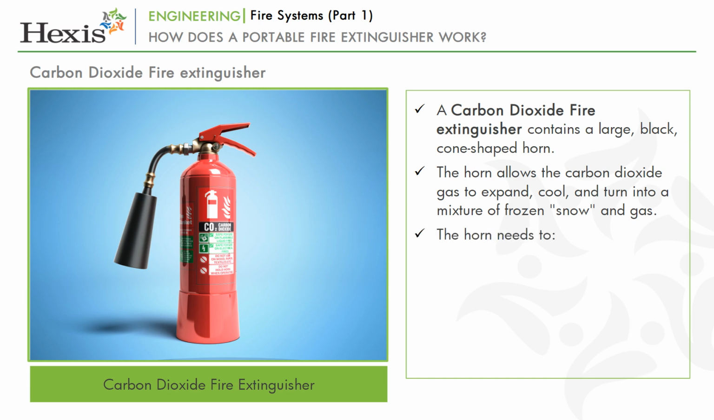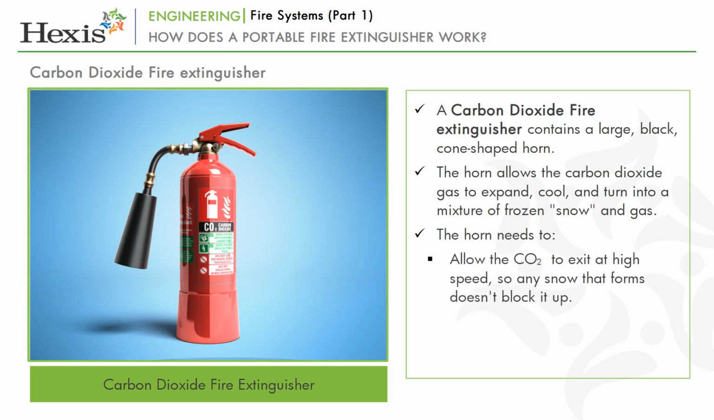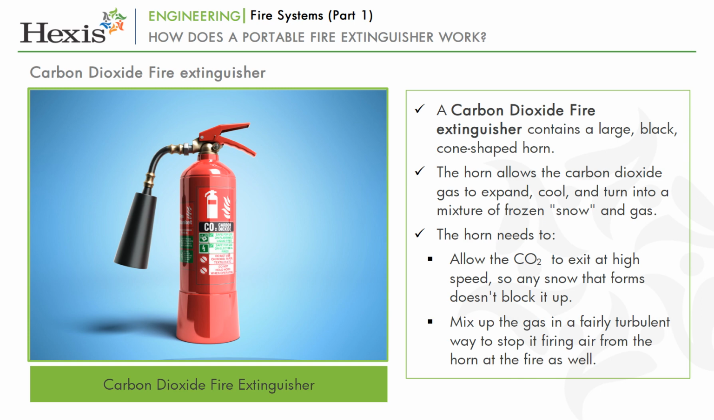The horn has to be designed very carefully to stop two major potential problems. It has to allow the CO2 to exit at high speed, so any snow that forms doesn't block it up, and it has to mix up the gas in a fairly turbulent way to stop it firing air from the horn at the fire as well, which would effectively make the fire burn more strongly.